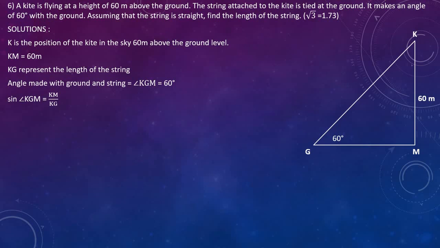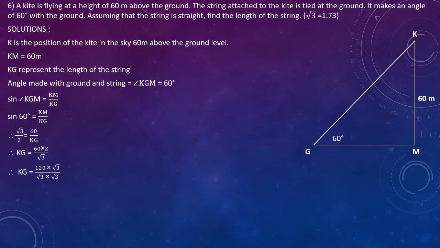So we are going to use the trigonometric ratio of sine. Sine of angle KGM is equal to opposite upon hypotenuse, which is equal to KM upon KG. So sine of 60 degrees is equal to KM upon KG. Sine of 60 we already know from the table, which is root 3 upon 2. Value of KM is given, which is 60 upon KG. So therefore KG is equal to 60 into 2 upon root 3.